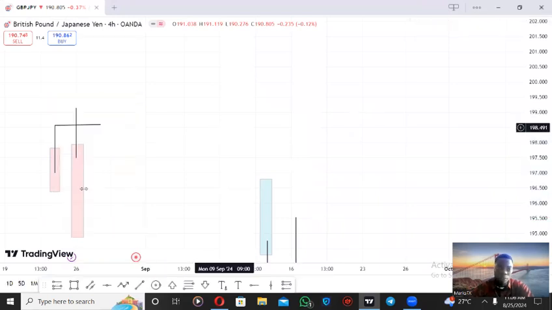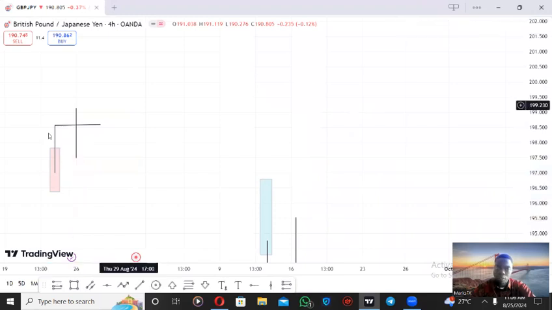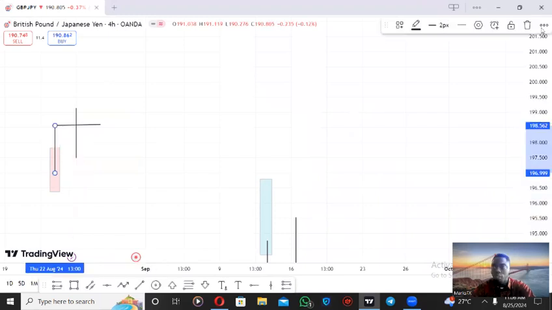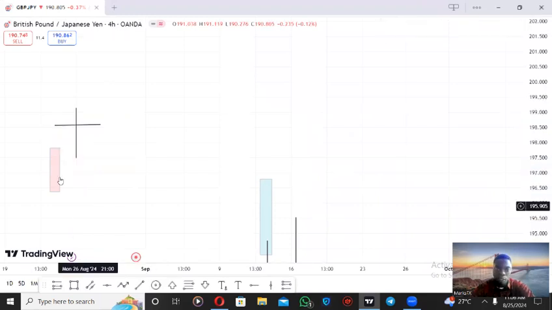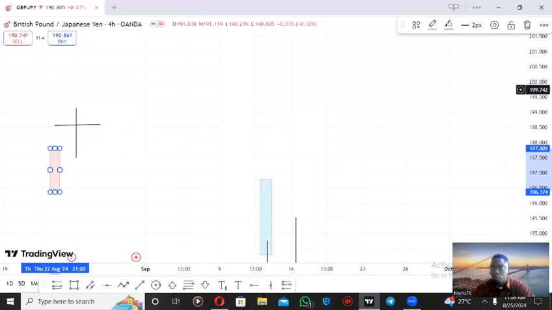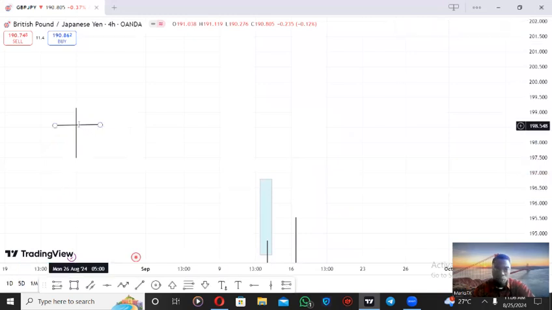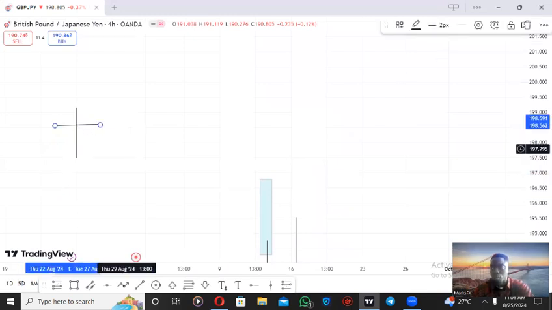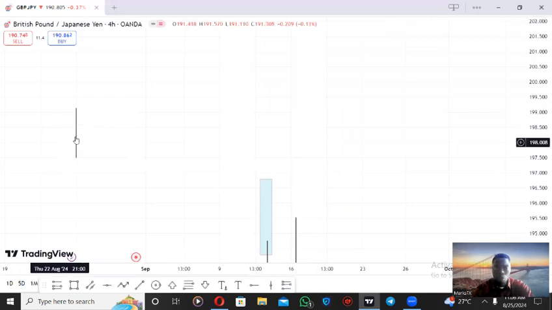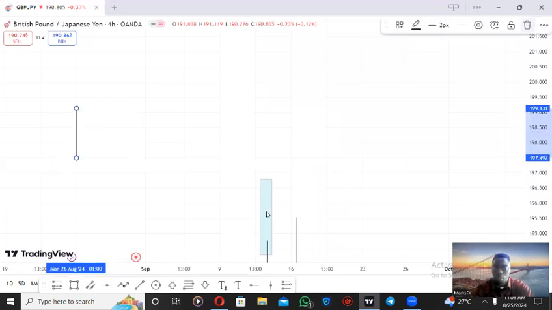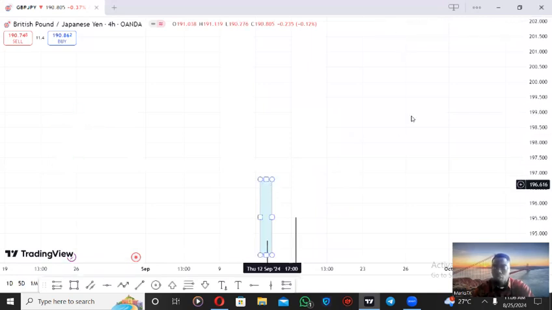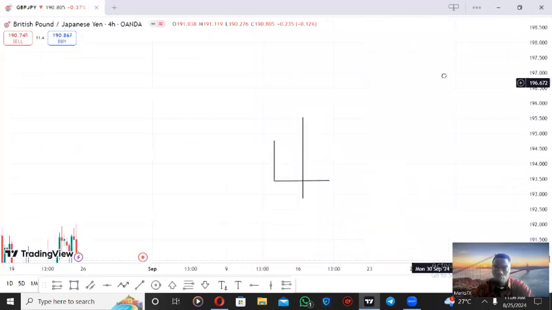Now, this works across any assets, okay? Whether it's gold or pounds, USD, it works across any pair. So I don't want to disrupt what I'm doing. You just have to be patient, okay? Patience is the key.